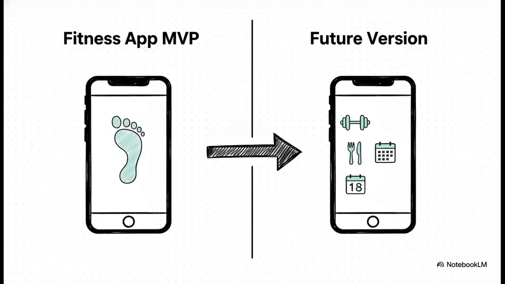Here's another perfect example. Imagine a fitness app. Are you going to build the whole shebang at once? No way. The MVP might just be daily step tracking. That's it. Why? Because it lets the team test their most basic idea. Do people even want this? Before they pour a ton of time and money into complicated stuff like meal plans and guided workouts. It's all about finding that minimum viable starting point.